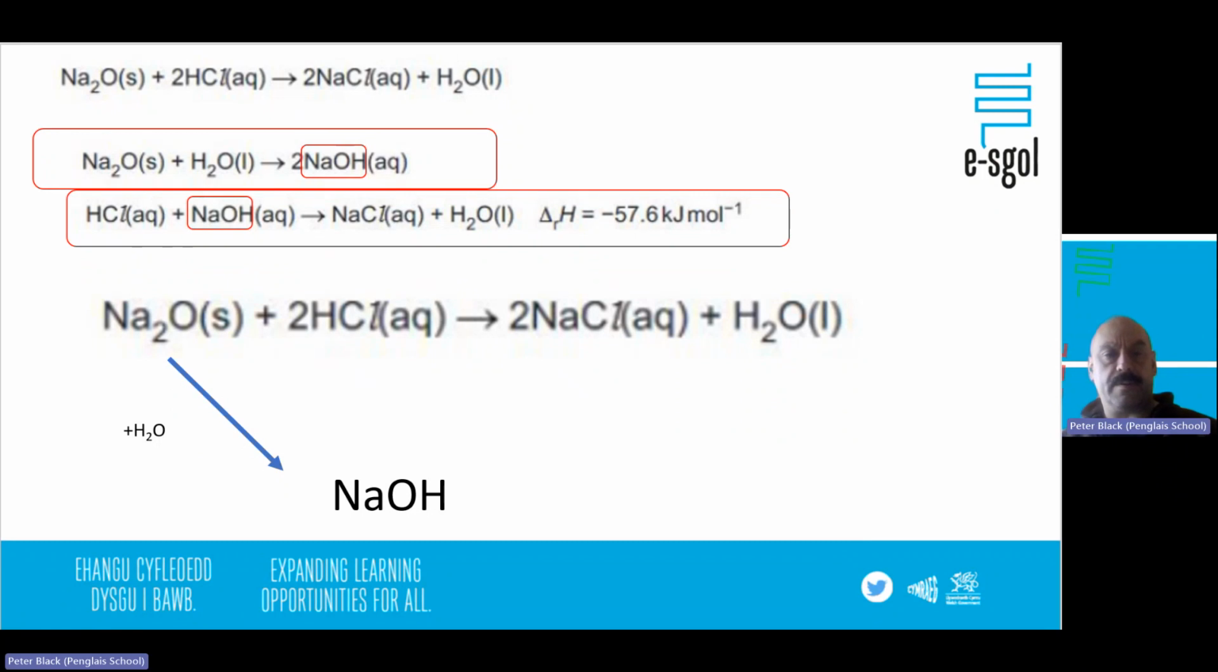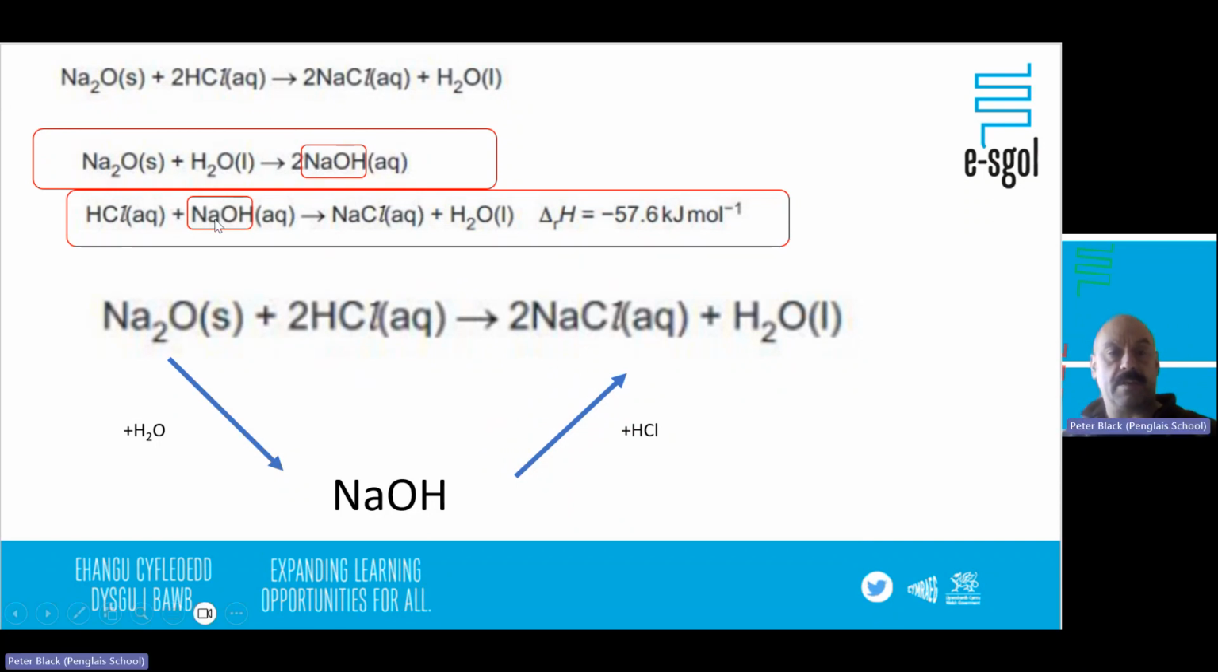So you can see it's got sodium hydroxide. The sodium hydroxide here is a reactant. So which way is your arrow going to go? Is it going to be pointing up or pointing down? Have a little reflection. And hopefully you've got your arrow pointing up.